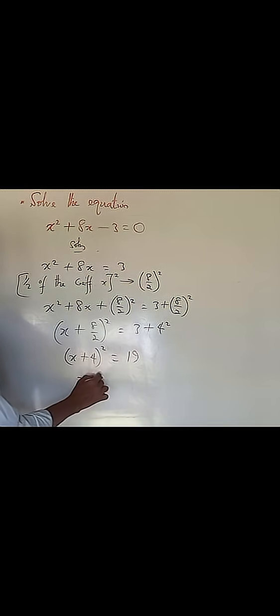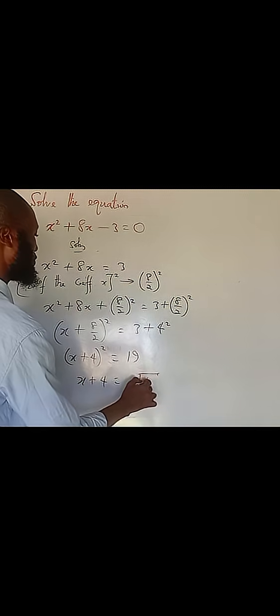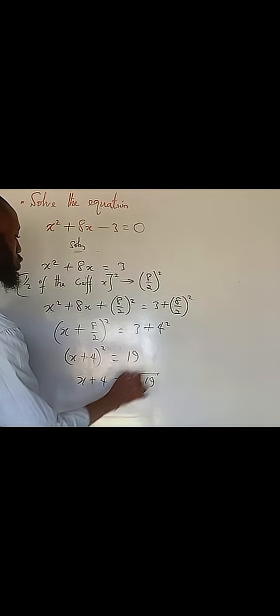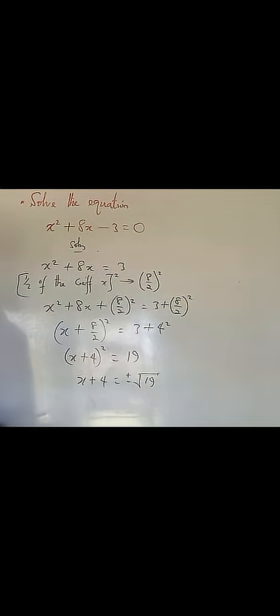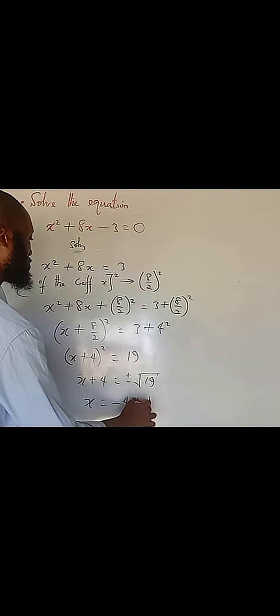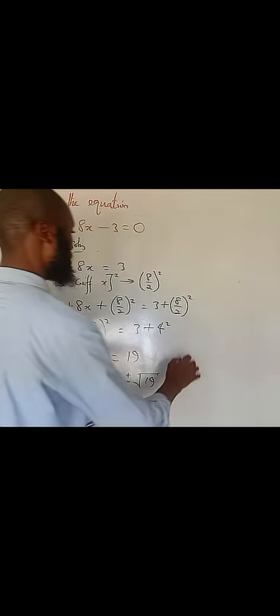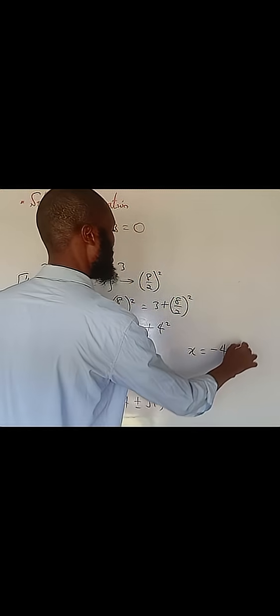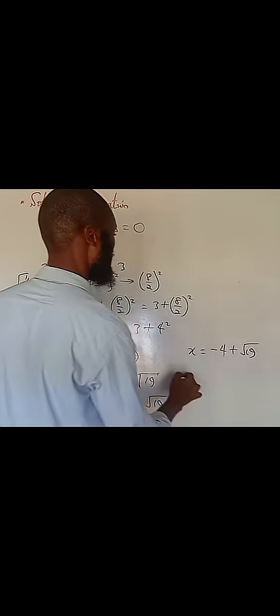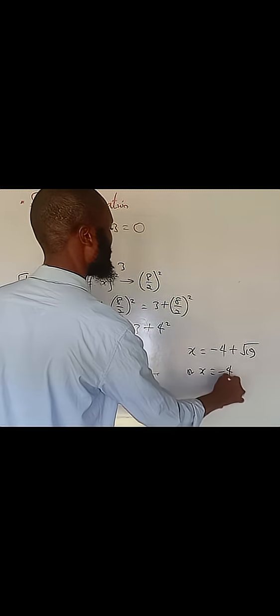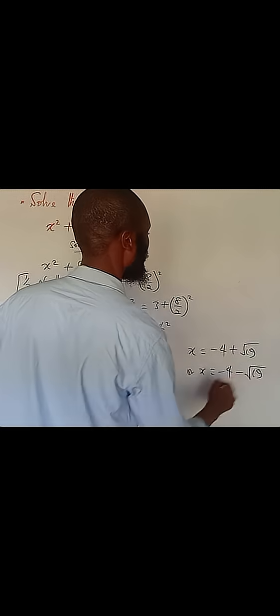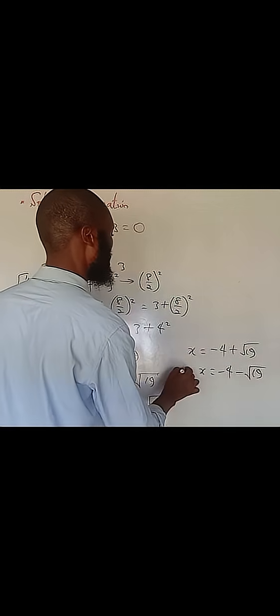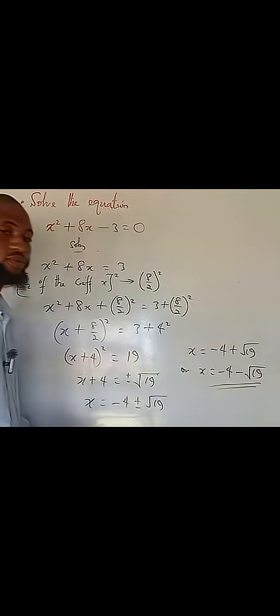Now I have x plus 4 equals square root of 19. Do not forget the square root property of the quadratic equation. It's either positive or negative. That means our x equals minus 4 plus or minus square root of 19. That means the roots of the equation are x equals minus 4 plus root 19, or x equals minus 4 minus square root of 19. These are the solutions of the quadratic equation. Thank you, everyone.